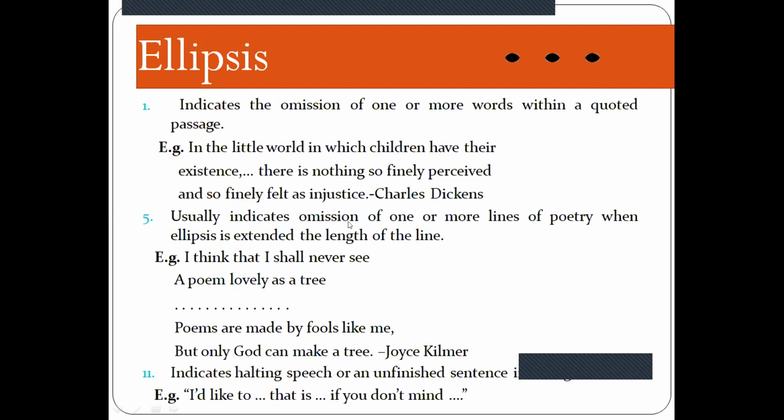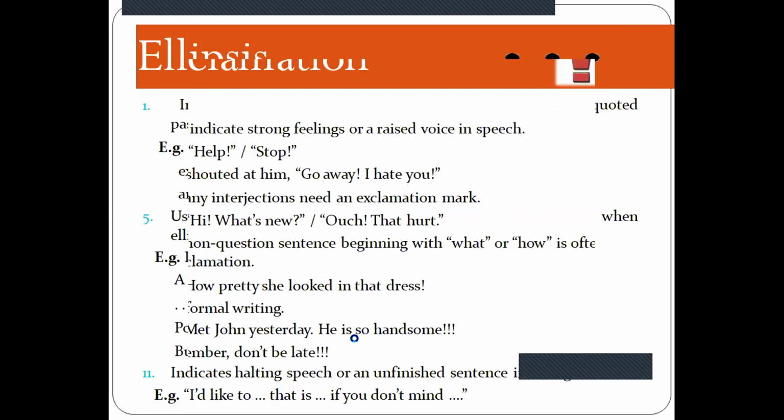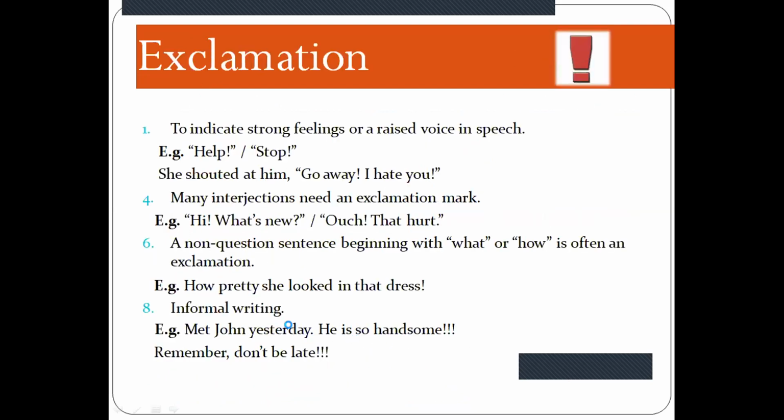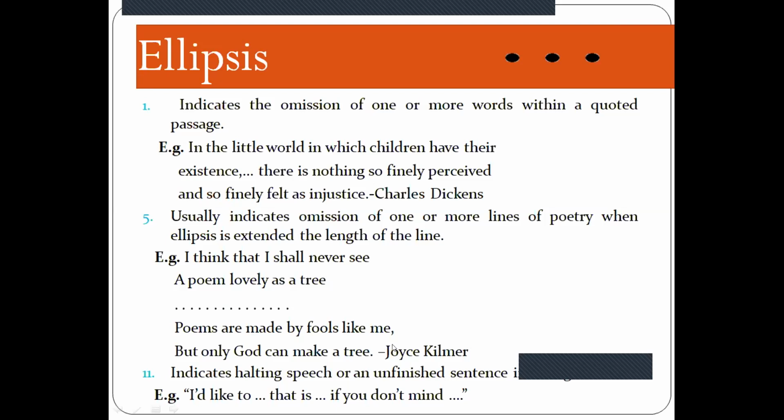Number 5 usually indicates omission of one or more lines of poetry. When the ellipsis is extended, it is extended to the length of the line. "I think that I shall never see a poem lovely as a tree." There is a line omitted here. "Poems are made by fools like me, but only God can make a tree."